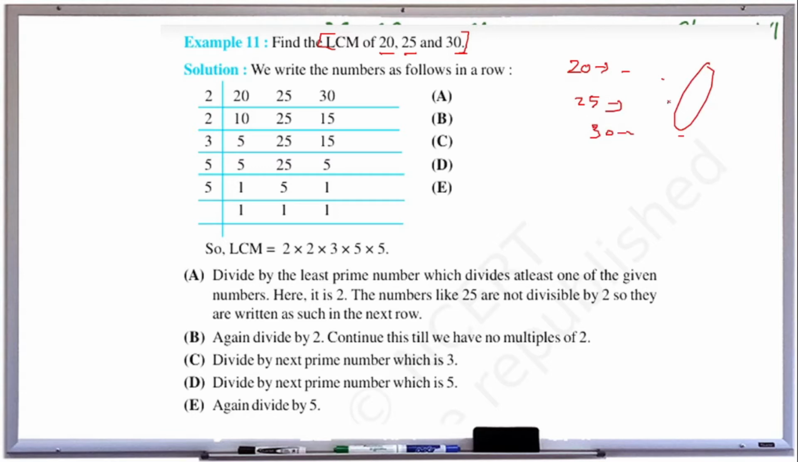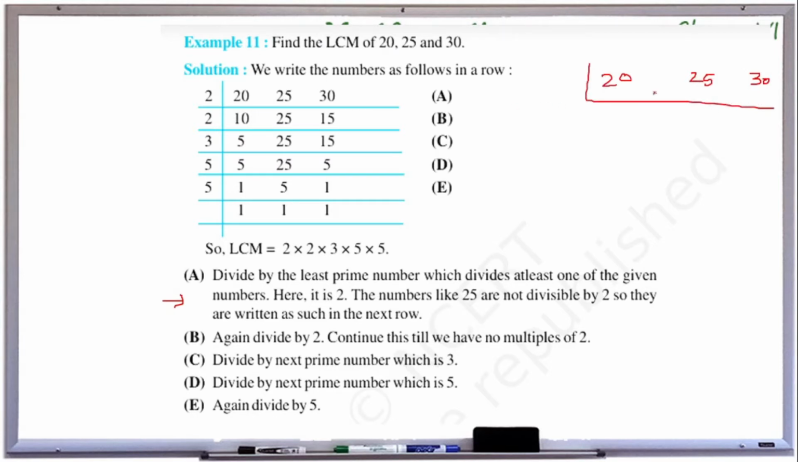So we use another method, which is given here. This is the method you have to write for the exam, and also for your future classes you have to use this method. The first step is we have to arrange like this. I have to arrange 20, 25 and 30, like prime factorization, with a sign.